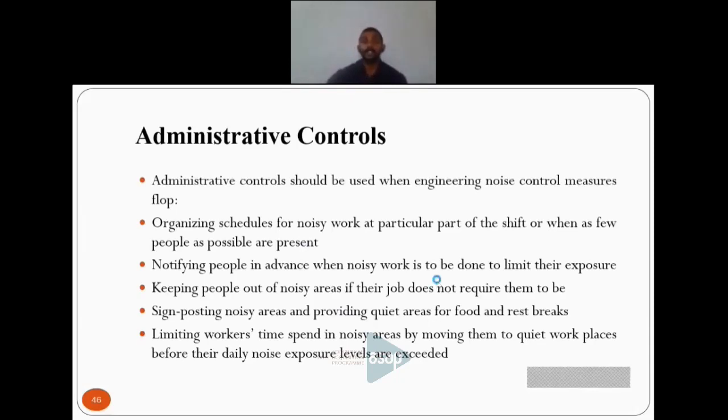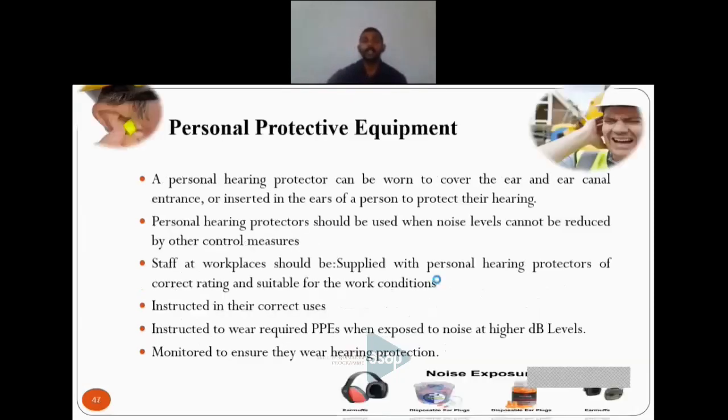And next is personal protective equipment. Personal protective equipment means that while they are entering the noise-exposed area, we are giving them ear muffs or ear plugs, or alternative ways of personal protective equipment, so that it will protect them from exposure to noise.